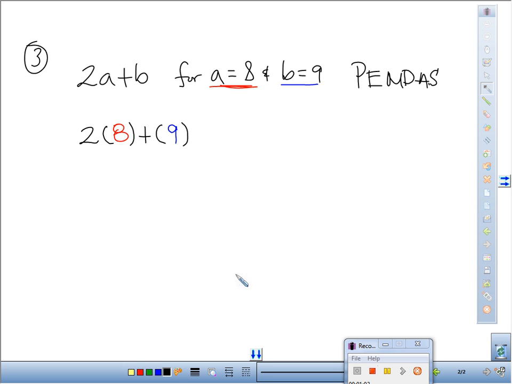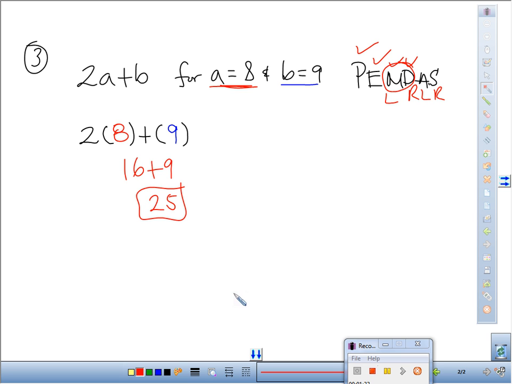Here we go. So, do I have parentheses or grouping symbols? Yes, but there's nothing to do inside. It's already simplified. Do I have exponents? No. Do I have multiplication and division? And I'm going from left to right. So therefore, what is 2 times 8? 16 plus 9. At the end, addition and subtraction from left to right, that becomes 25. Number 4.